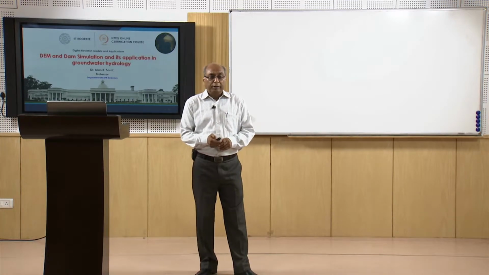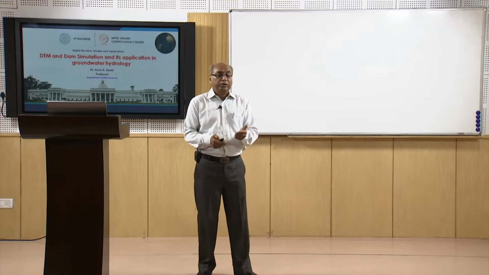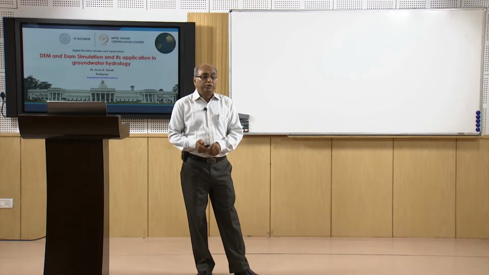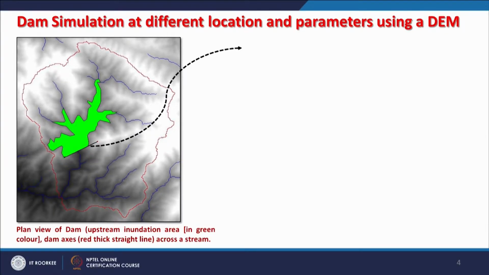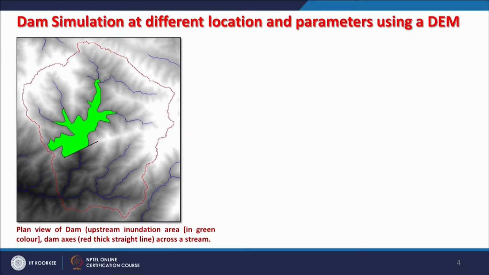So on ArcView GIS software it can be done, but on ArcGIS the straightforward approach or special extension or tool is not available. But if one uses cut and fill analysis, almost the same results can be achieved. Now I have chosen different locations. In the previous example the dam was somewhere else. Now I have shifted the dam axis, I have changed the dam length and the axis length, and the inundated area too has changed.